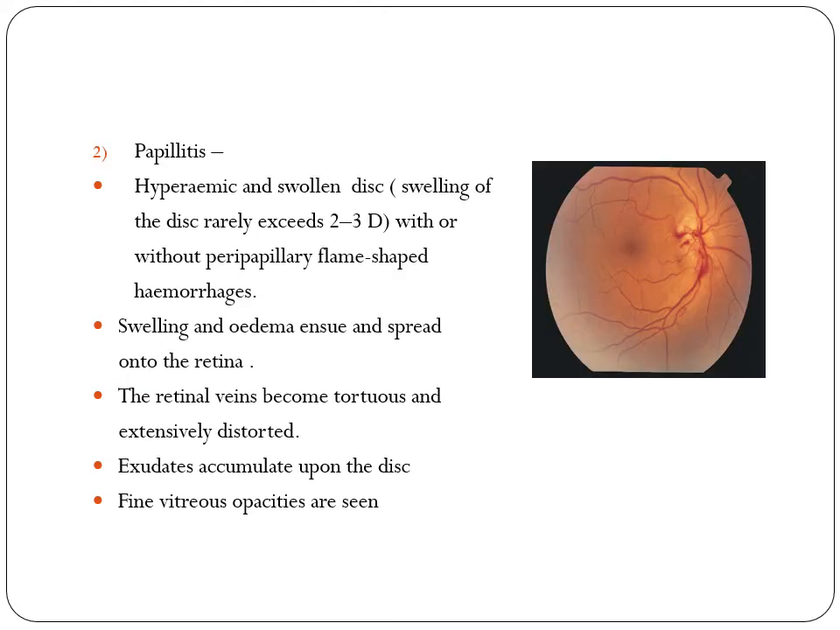Papillitis: hyperemic and swollen disc, swelling rarely exceeds 2 to 3 diopters, whereas a papilledema swelling exceeds more than that. With or without peripapillary flame-shaped hemorrhages. Swelling and edema ensue and spread onto the retina, veins become tortuous, extensively distorted, exudates accumulate upon the disc. But another differentiating feature from papilledema is that in papillitis you get fine vitreous opacities. As there is inflammatory reaction, the vitreous shows vitritis, inflammatory cells in the vitreous, which are not seen with papilledema.